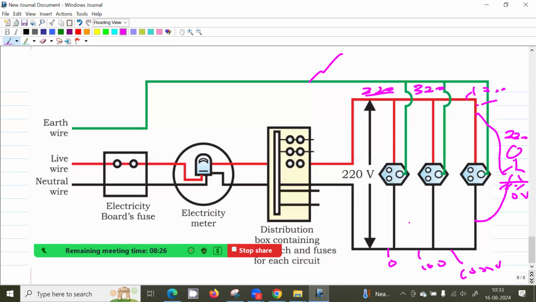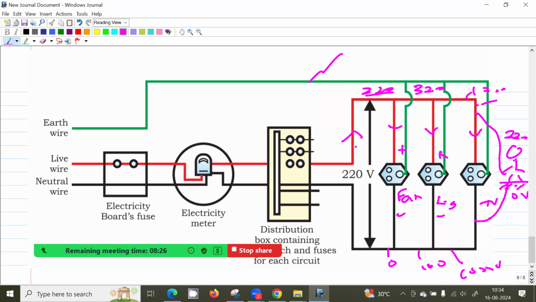Suppose this is device 1. There's a plug, shown as plug 1, but from this plug I can't get anything. Suppose this is connected to a fan, this to a light, and this to a TV. All these devices will have the same voltage difference across them, 220 volts. But the current drawn will be different depending on the wattage of the device. And the total current here will be the sum of these currents, I1 plus I2 plus I3.